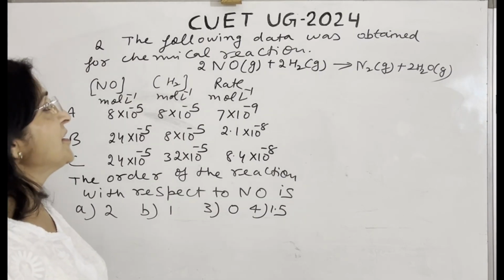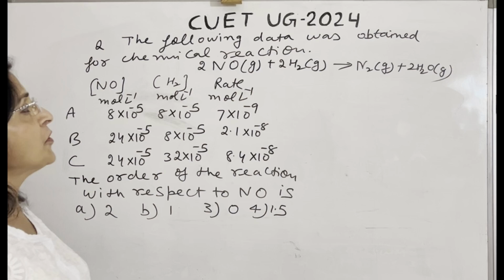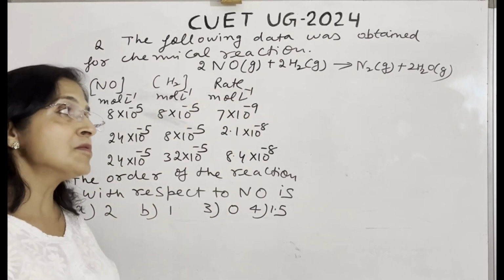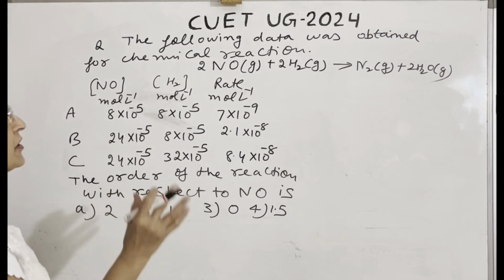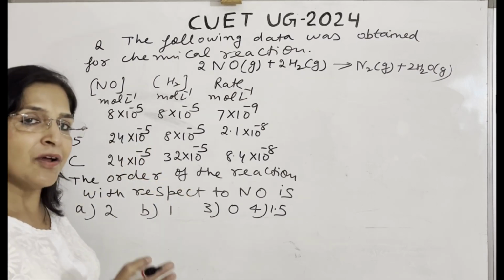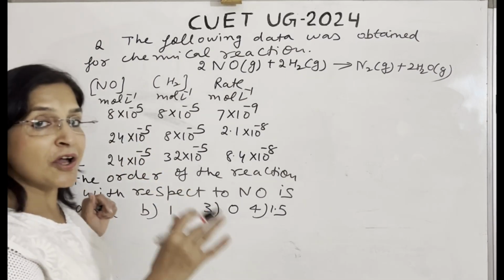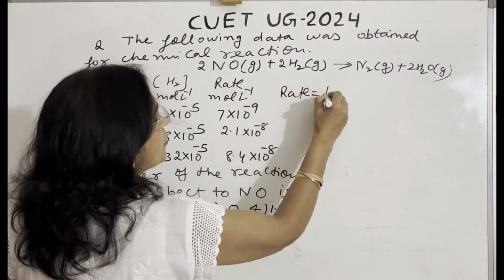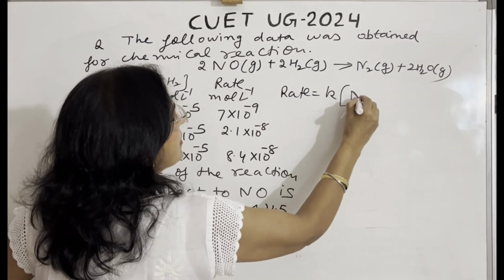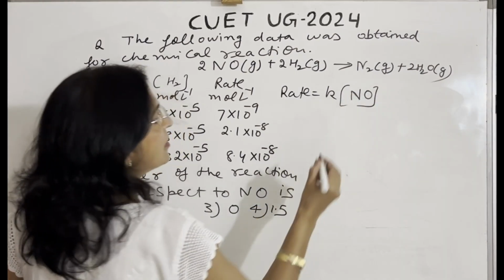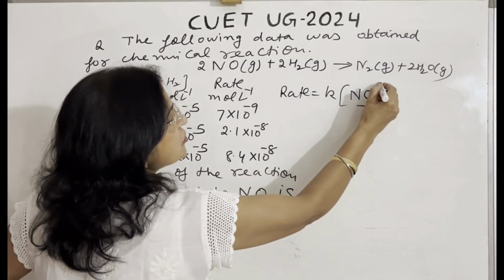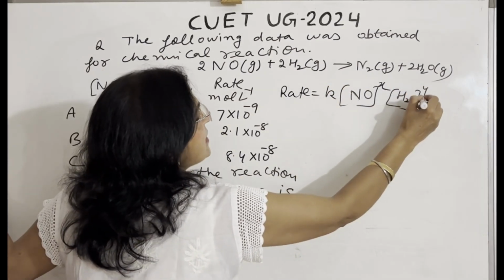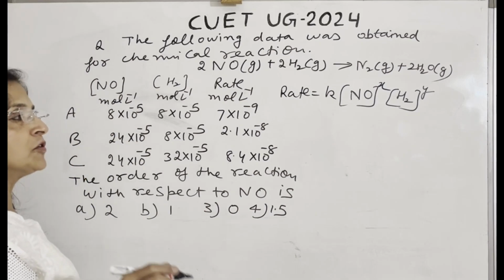Next question. The following data was obtained for chemical reaction. Nitric oxide reacts with hydrogen. Nitrogen forms and water forms. These data are given to us. We have to determine order of the reaction. Rate law expression for this reaction will be rate is equal to K, the rate constant, concentration of nitric oxide to the power X, where X is the order of the reaction with respect to nitric oxide, and Y is the order of the reaction with respect to hydrogen.